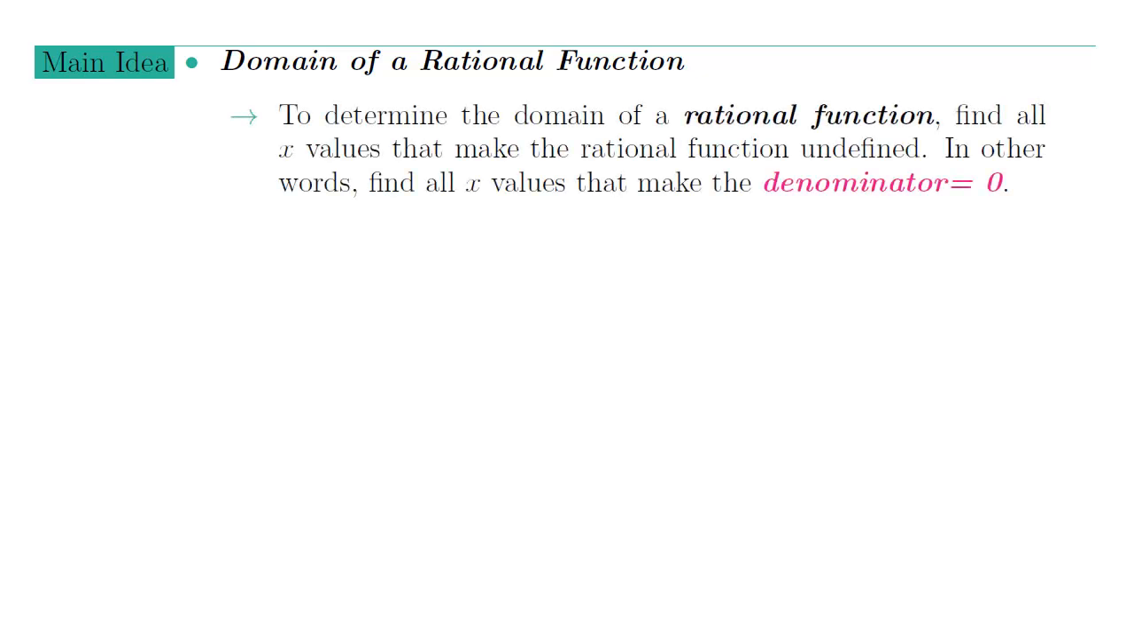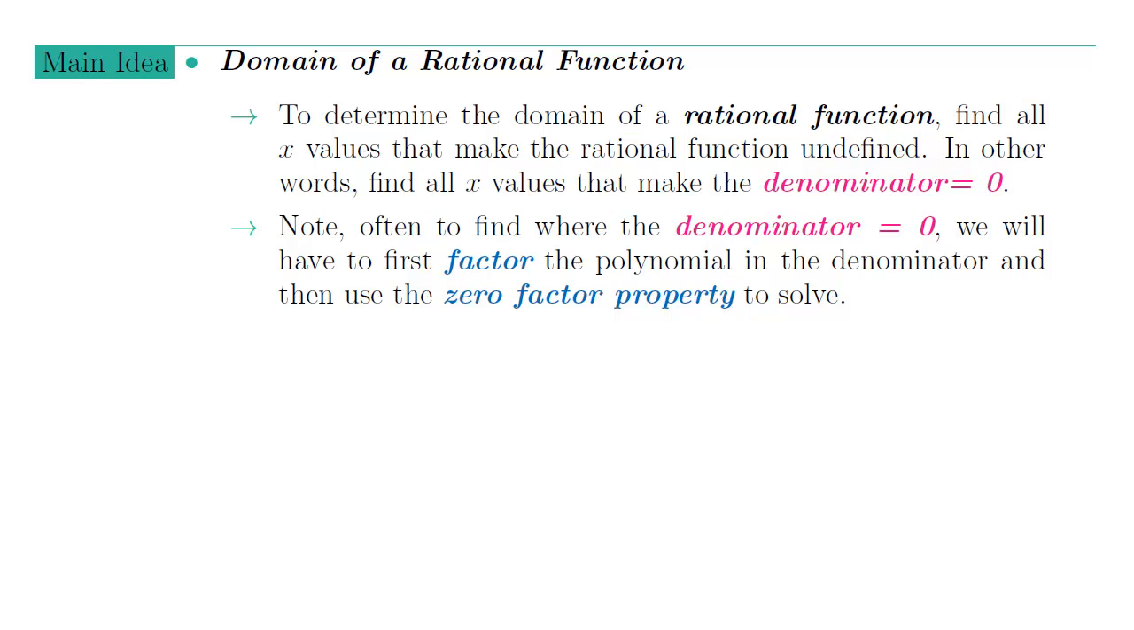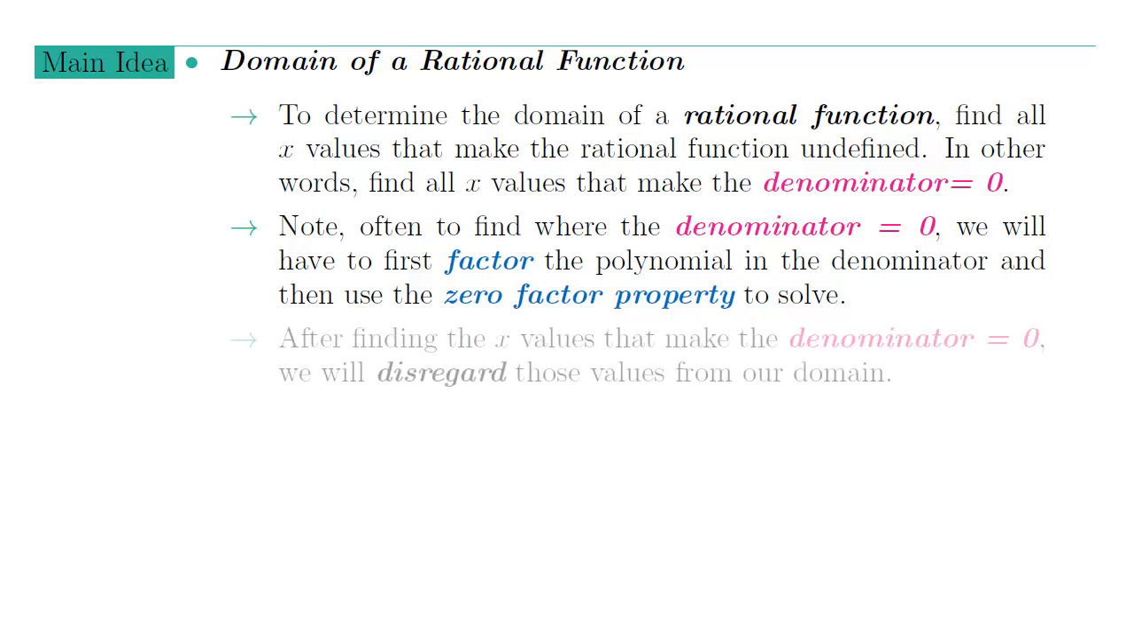To determine the domain of a rational function, we want to find all x values that make the rational function undefined. In other words, we will look for all the x values that will make our denominator equal to 0. Note that often, to find where the denominator equals 0, we will first have to factor the polynomial that's in the denominator, and then use the zero factor property to solve. Once we find these x values that make the denominator equal to 0, we will disregard those values from our domain.